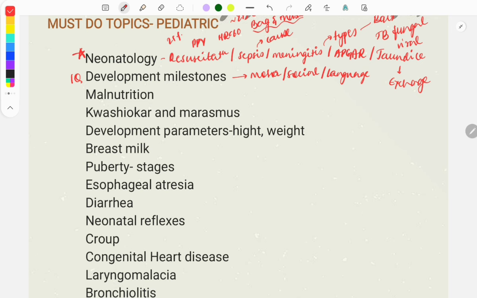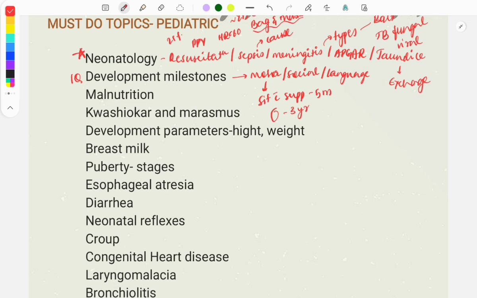Like in the motor, sitting with support comes at 5 months, and sitting without support it will be 6 months. Then the ulnar grasp, the hand regard, head control, that comes at 3 months. Then drawing a circle, which comes at 3 years, drawing a square, a triangle. So which milestone develops at which year, all that you must know.